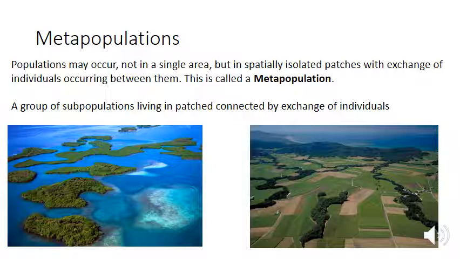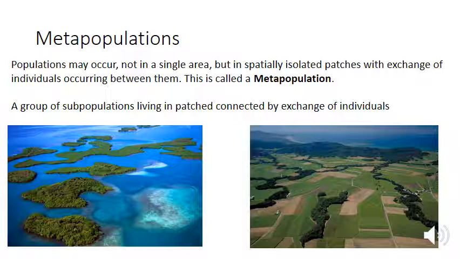While we're talking about dispersal, it's a good time to introduce you to the concept of metapopulations. Populations may not always occur in a single continuous area, but often occur in spatially isolated patches with exchange of individuals occurring between them. This is a metapopulation. We'll probably talk later in the course about differences in rates of dispersal from large and small patches, etc. But for now, we're just looking at a couple of examples of a metapopulation.